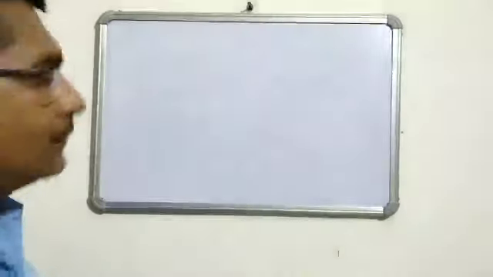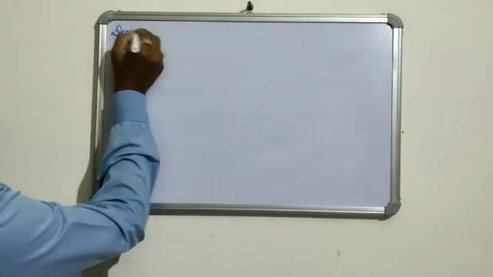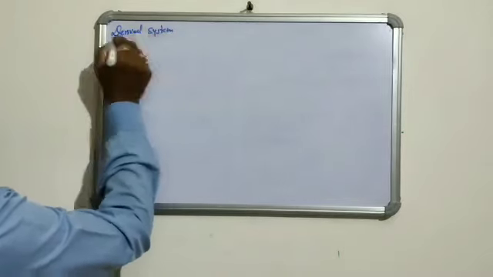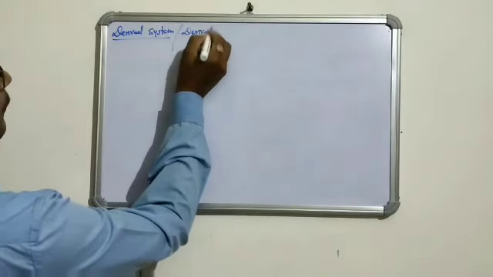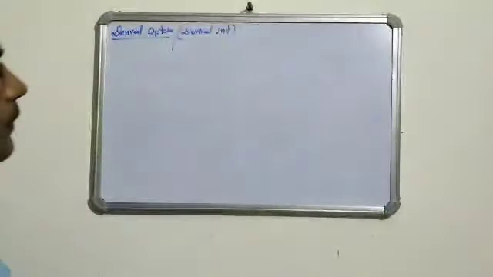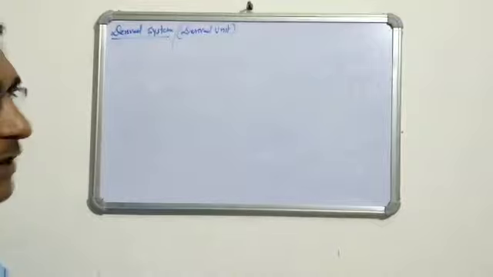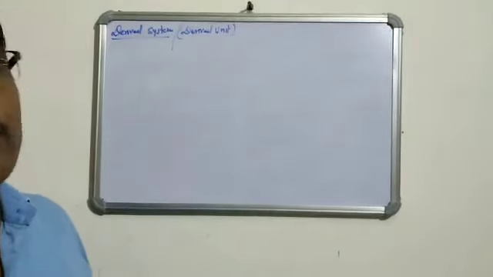Now for today's class we are going to discuss derived units. What is a derived unit or derived system? Derived units are those types of units that can be made or derived from fundamental units.